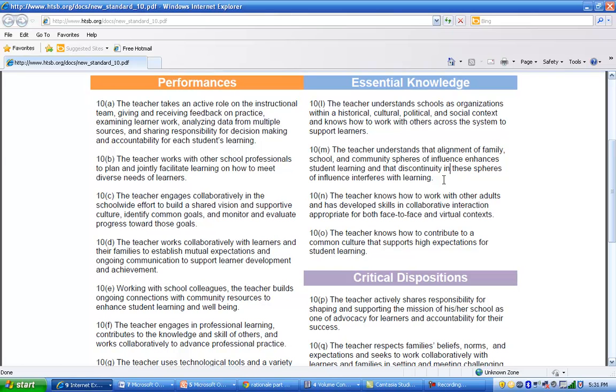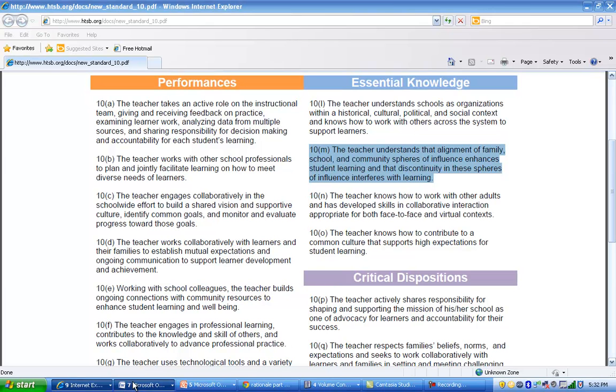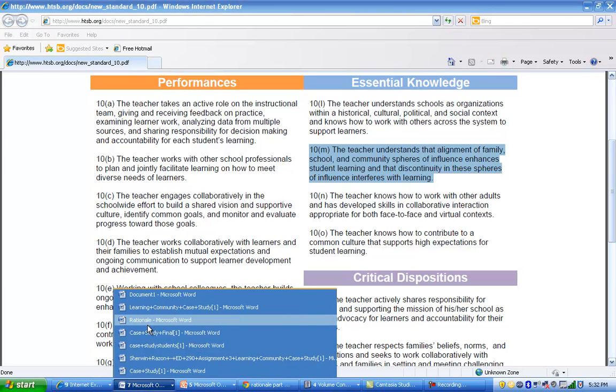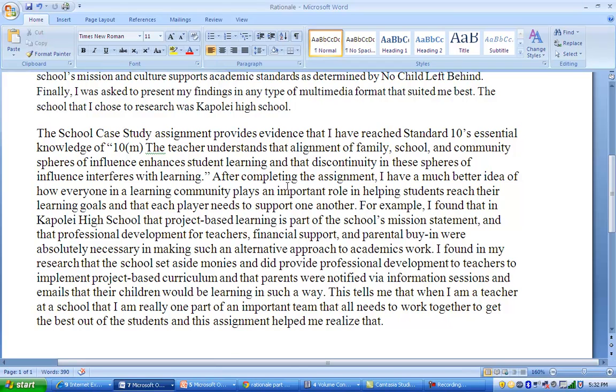Is understanding that alignment of those families, school, and community spheres of influence enhances student learning, and that if they're not working together, it will interrupt student learning. I think this one, because we're looking at a learning community and how they work together, would represent our assignment better. So I'm going to copy this, and then go back up to the document.